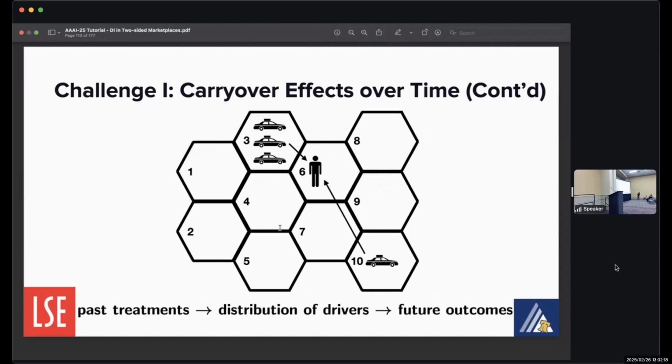So you can see how 2 different order dispatching policies at a particular time point affect the future. To summarize, in those applications, we have carryover effects because the past treatments alter the distribution of the drivers in the city, which can in turn affect the future outcomes. So that's the carryover effects.